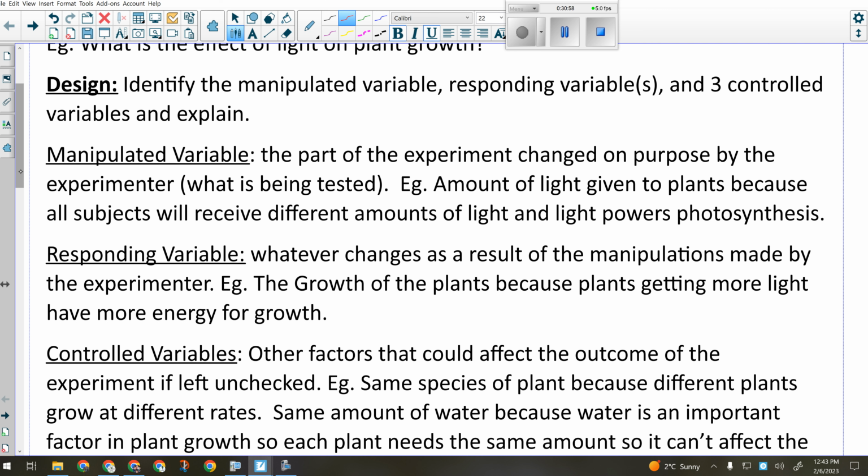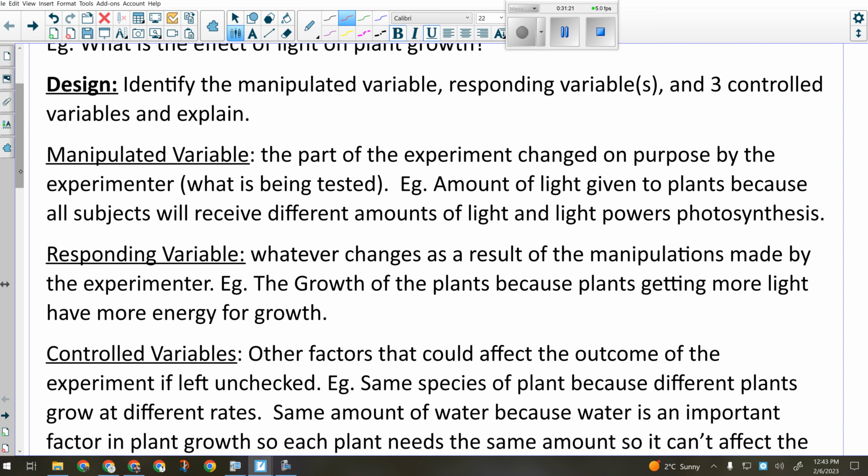For my responding variable, we've already said that's what changes as a result of the manipulations performed. So I would say the growth of the plants is the responding variable because plants getting more light have more energy for growth. And I would indicate I'm measuring it by these measurements: number of leaves, height, maybe I take pictures of the plants every day, something like that.